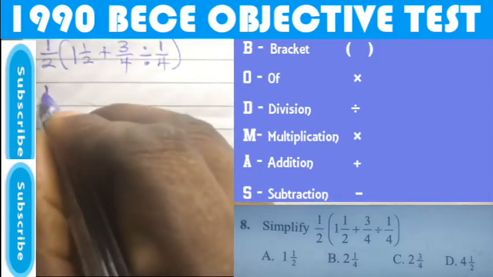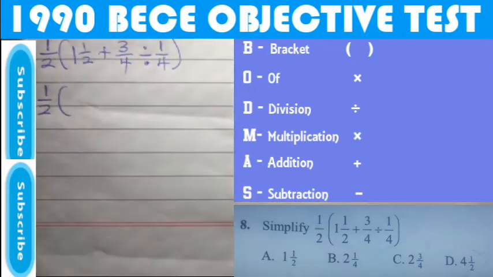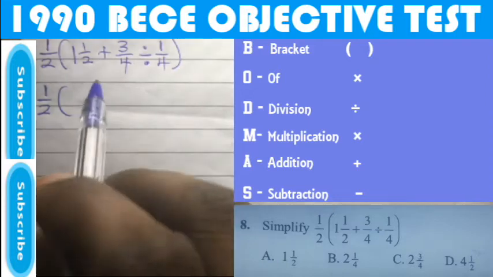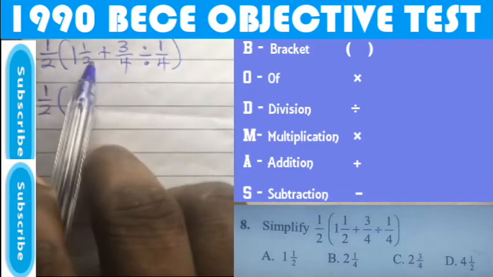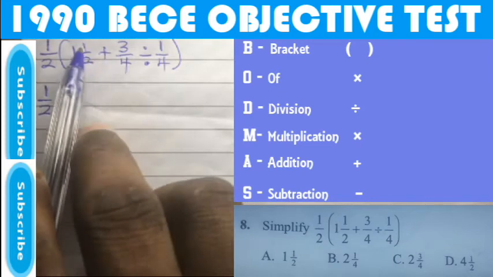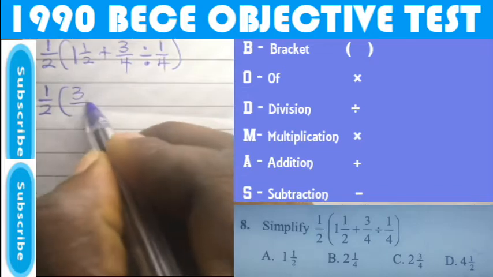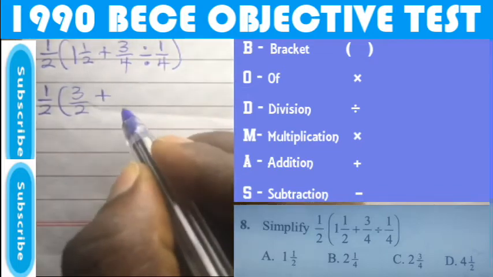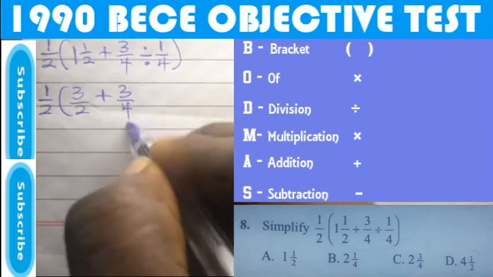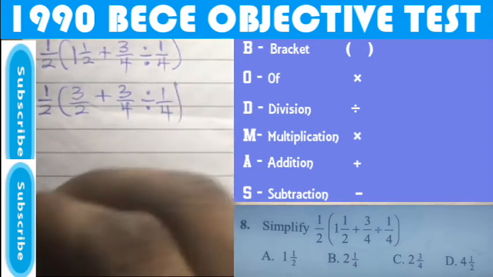So we have 1 out of 2, and then we change this to an improper fraction. Whenever you change a mixed fraction, you obtain an improper fraction. So 1 multiplies 2, and then we add it to 1. 1 multiplies 2, we have 2. 2 plus 1, we have 3. So we have 3 out of 2, then plus 3 out of 4 divided by 1 out of 4, bracket closed.